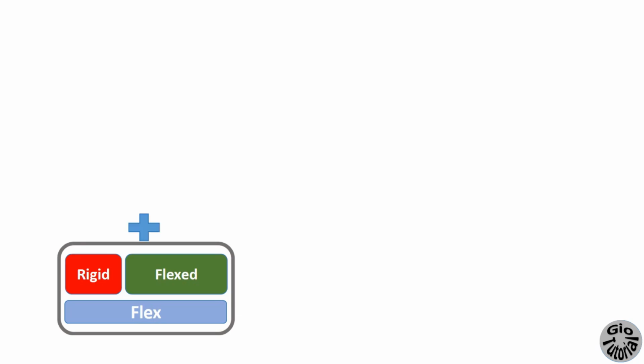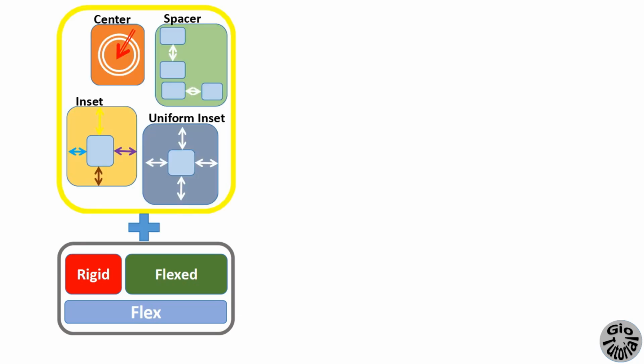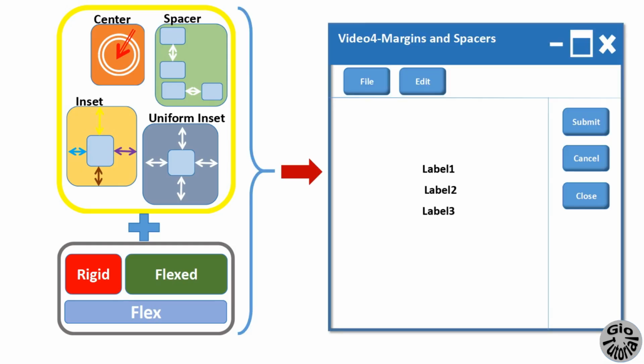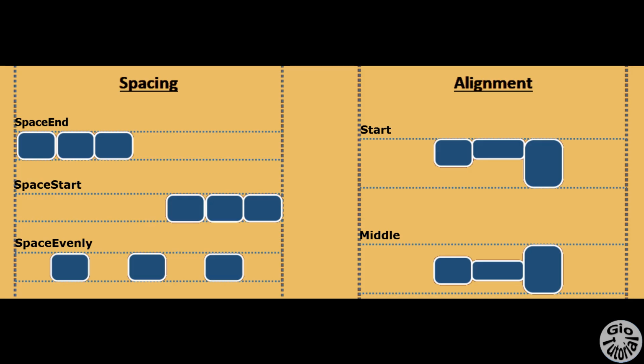Hi everyone, we saw previously how to space out widgets by using spacer, inset and uniform inset. Those gave us a way to reorganize widgets and we were able to use them to build a window. In today's video we will add to that and learn how to space out widgets in a different way and also how to align them. This is done by just using flex parameters, an interesting topic.